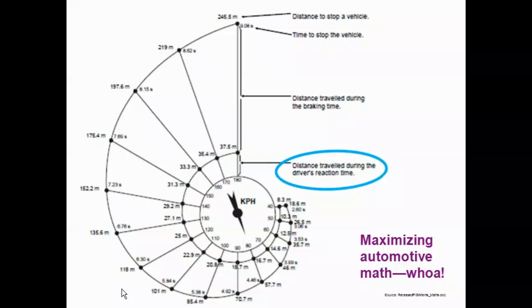So the distance traveled during the driver's reaction time, you're going to follow along counterclockwise and look at those numbers, starting with 37.5 meters and then going around again counterclockwise, 35.4, 33.3, and so on and so on.